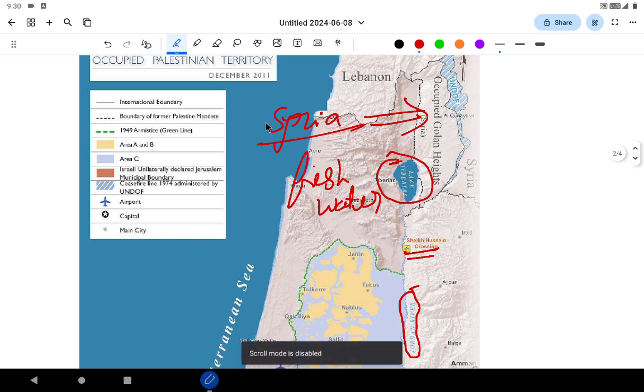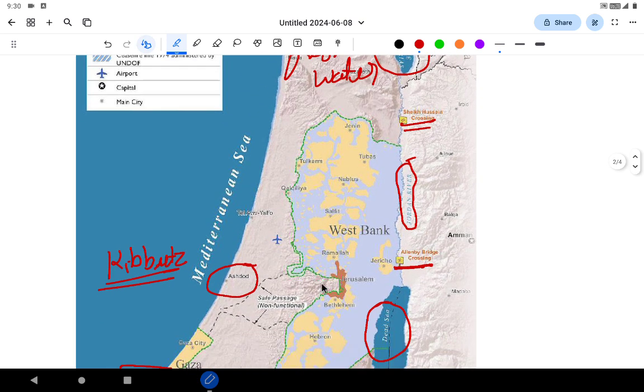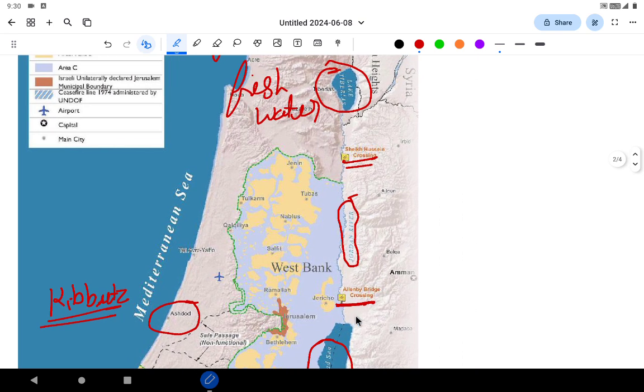Again the same, the Golan Heights conquered by the Israelis from Syria. It has two important seas. One is the Red Sea. Red Sea is a salt water.